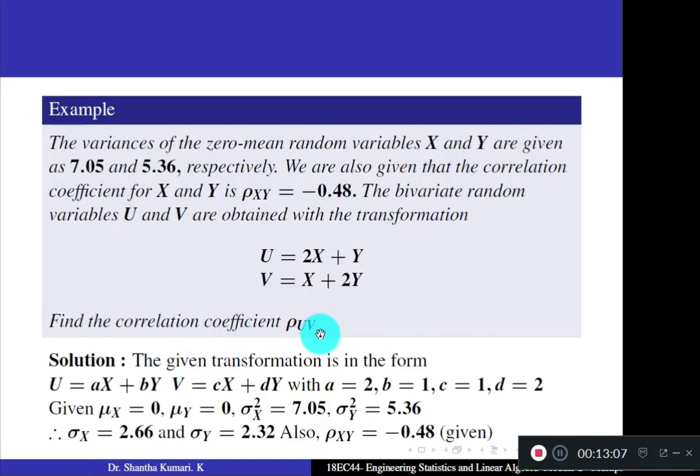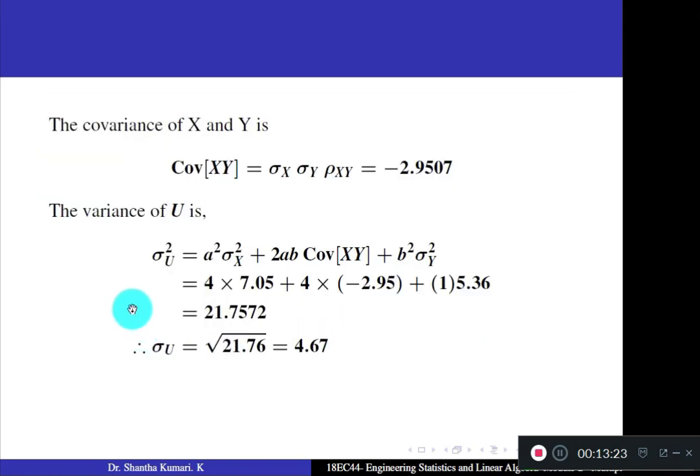Correlation coefficient. To find correlation coefficient of UV, you need covariance of UV first. Okay, you need covariance of UV, and also you need variance of U and variance of V. So find these three terms. Covariance of x and y is given by covariance of xy equal to sigma x into sigma y into rho xy. This is obtained by using the correlation of xy formula. Rearrange the terms, you get this formula. So first find this. Why are we finding this term? Because in variance of u, we need this term, covariance of xy.